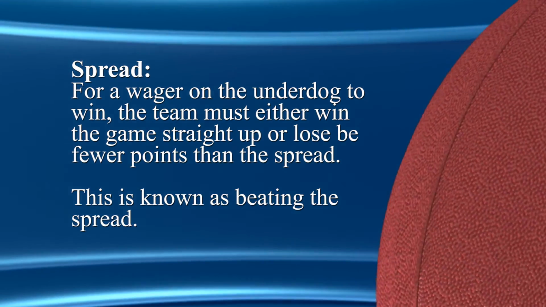Now, if you fall on that number, so if you bet the Steelers and they win the game by just 4 points, or if you bet the Texans and they lose by 4 points, you get a push. So you would get your money back, essentially, but you would lose what's called the vig, or the juice. That's 10% of what your actual bet is.